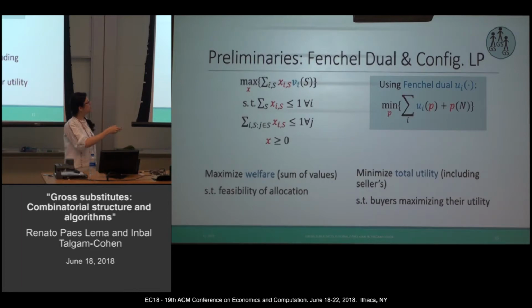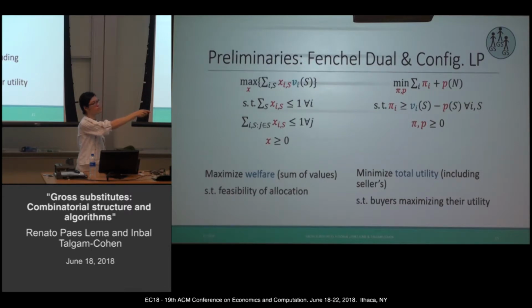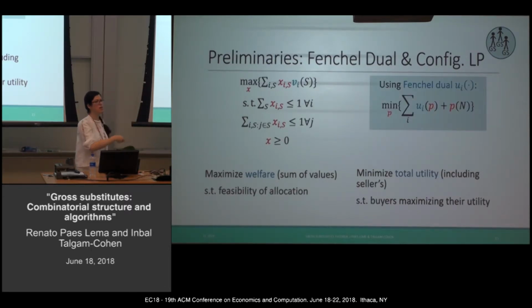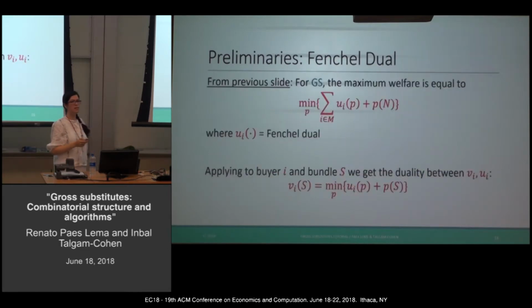So let's rewrite this. Now the minimization is just over P. Before it was over the utilities and P. Now it's just over P, and I'm using the differential dual, which has the buyers maximizing their utility built in. Okay, and last thing I want to say about the differential dual is why is it a dual?